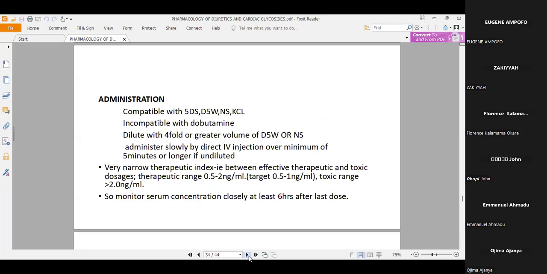Regarding administration, the IV formulation can be given with 5% dextrose, dextrose saline, or normal saline. It has a very narrow therapeutic index, between 0.5 to 2 nanograms per ml, and therefore monitoring is very important for patients on digoxin. The toxic range is greater than 2 nanograms per ml.